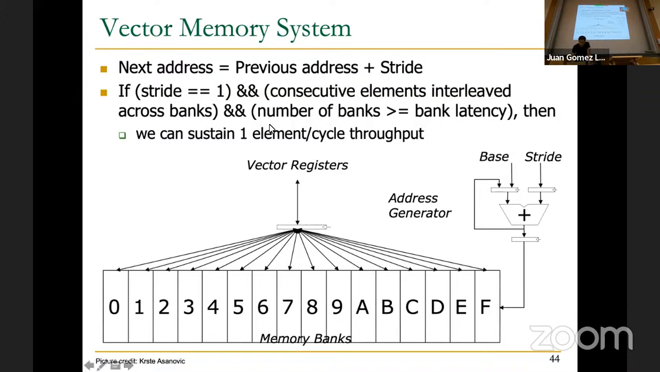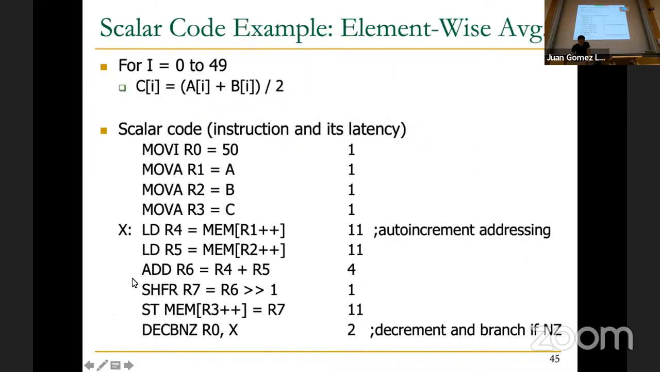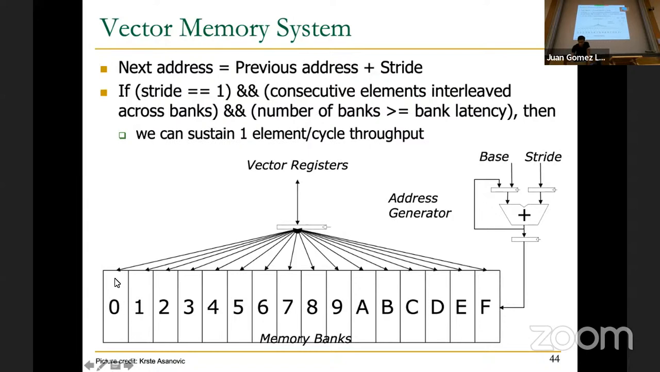Also, one important thing is that the number of banks is greater or equal to the bank latency. If that happens, then we will be able to sustain one element per cycle, as we are going to see in later slides. Here, imagine that the access to each memory bank takes 11 cycles. We start in cycle zero the access to bank zero, and 11 cycles later we get one value from bank zero. But during these 11 cycles, we have been starting the accesses to the other banks. So as soon as we get the element from bank zero, one cycle later we will get one element from bank one and so on. This is the way of sustaining one element per cycle.